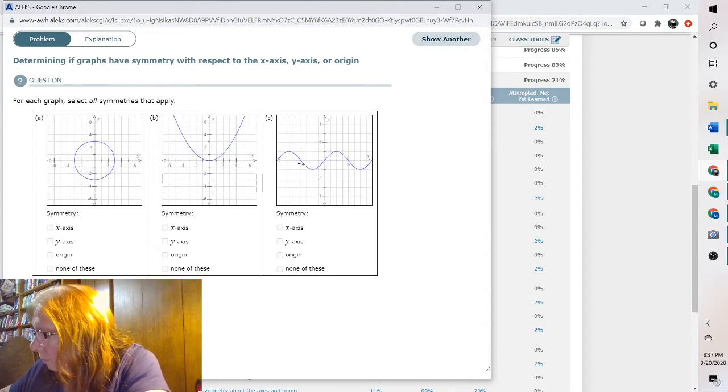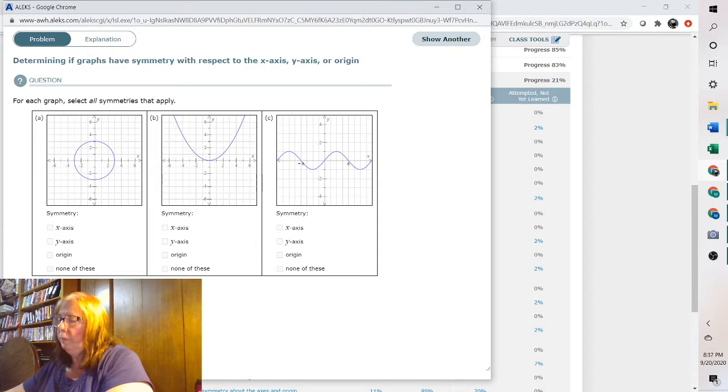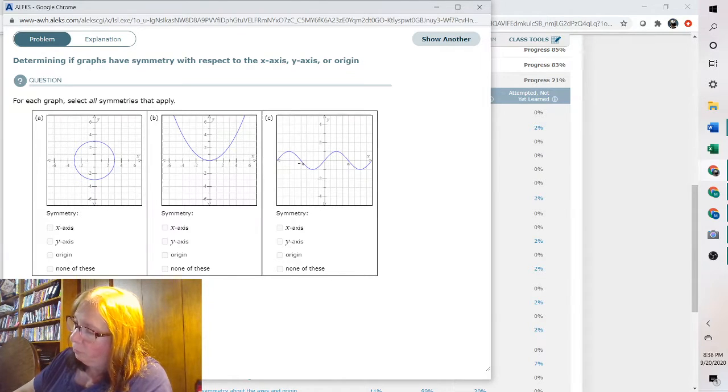And this one, okay, so notice if we flip it on the x, then this one will be down here, this one will be up here, not the same. If we switch it on the y, notice this bump would be here then, instead of here. So it doesn't work on the y. And then try turning it upside down. If we turn it upside down, we have the same graph. So it does have origin. So this one would be only the origin.